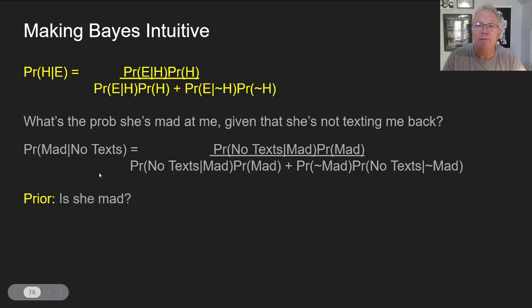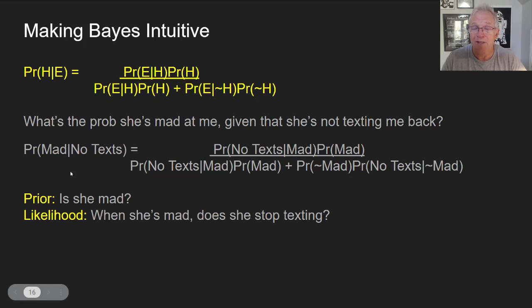And we basically have to have four numbers in order to make this estimation. We need to know whether or not, or to assign some value to whether or not she's mad. That's our prior probability, which goes on the top of the numerator on the right. We need to know the likelihood. What's the strength of the connection between the observation and the hypothesis? That is, in this case, when she's mad, how does she react? Does she stop texting? Maybe when she's mad, 90% of the time she stops texting. Okay, that's a very strong likelihood.